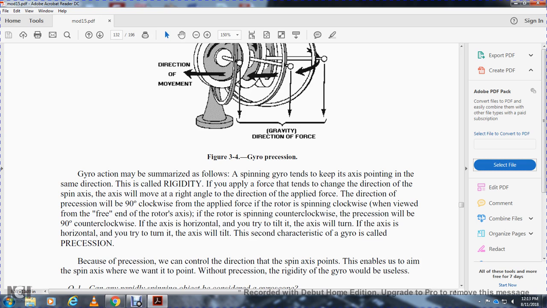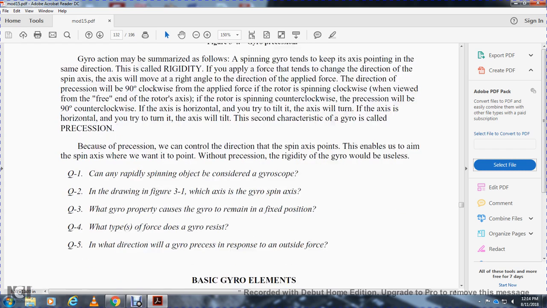If the axis is horizontal and you try to tilt the axis, it will turn. If you try to turn the axis, it will tilt. The second characteristic of the gyro is called precession. Because precession controls the direction of the spin axis, it enables us to aim the spin axis where we want it to point. Without precession, the rigidity of the gyro would be useless.